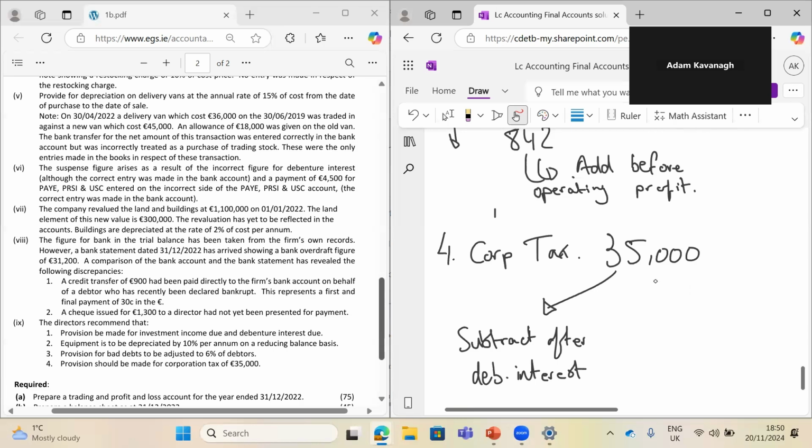Okay, and we haven't paid it yet. So we should have paid it. We haven't paid it yet. So it's a current liability. So we'll go in the balance sheet as a current liability. And that is that question finished in terms of the adjustments.